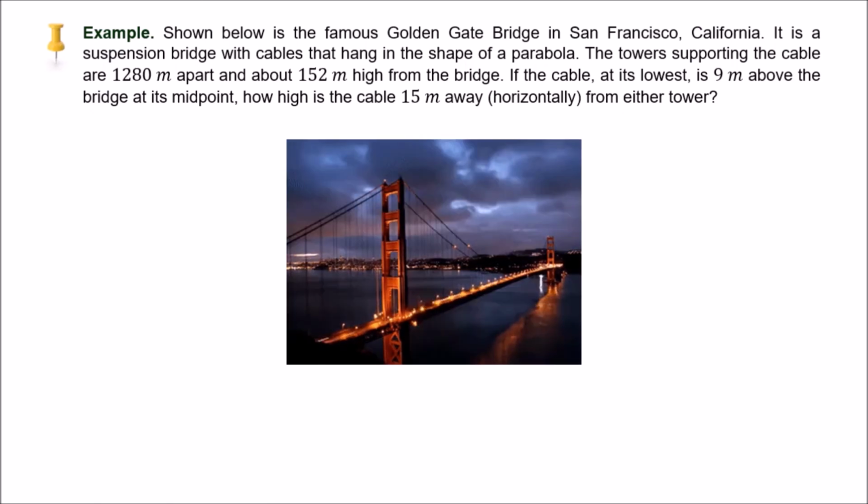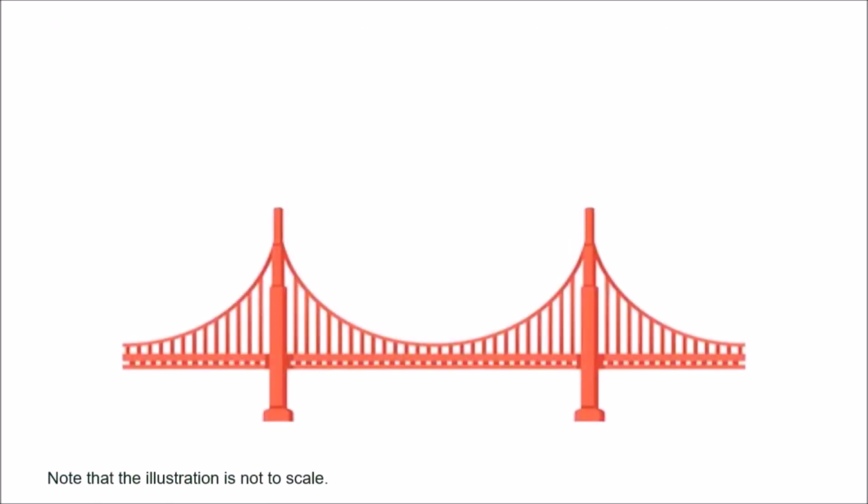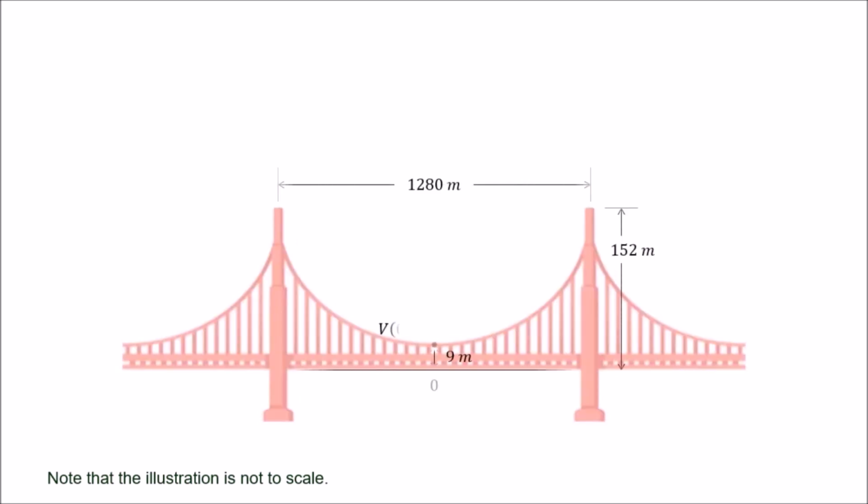Let's try to illustrate what is being described in the problem. Take note that the illustration is not to scale. As described, the two towers are separated by 1,280 meters, and each tower is 152 meters from the bridge. The lowest point of the cable from the bridge is 9 meters. Putting our origin at the middle of the bridge, therefore the coordinates of the vertex would be at (0, 9).